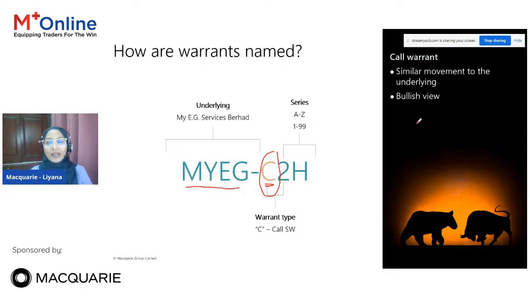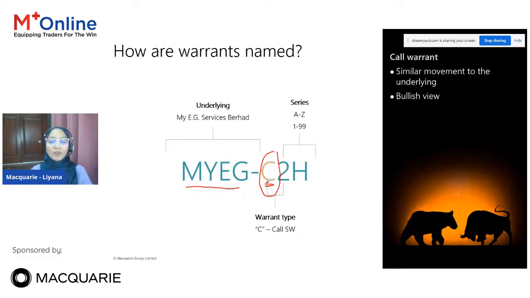Call warrant ni pergerakan dia sama macam pergerakan mak dia. Contohnya kalau MyEG share price naik. Okay. So MyEG call warrant yang saya tunjuk sekarang ni akan naik. Kalau harga MyEG turun, so MyEG warrant pun akan turun juga. So dia memang akan ikut. Turun naik mak dia memang akan ikut macam tu juga. Okay. So call warrant ni memang jenis yang macam obedient punya warrant lah. Dia memang akan follow pergerakan mak dia.